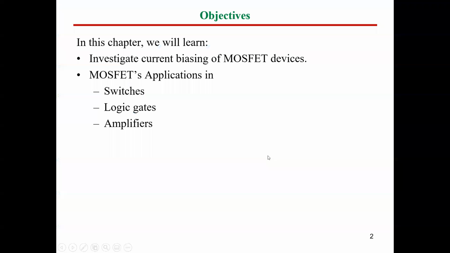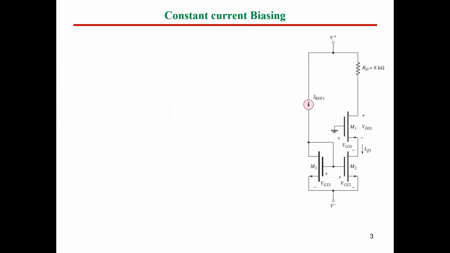The objectives of today's class are to investigate the current biasing of MOSFET devices, what the meaning of current biasing is, and discuss the different applications of MOSFET like switches, logic gates, and amplifiers. Starting firstly with constant current biasing: what is the meaning of constant current biasing? We have some applications where we need to have a constant current in a certain MOSFET. In order to do that, we need to investigate together the following circuit.